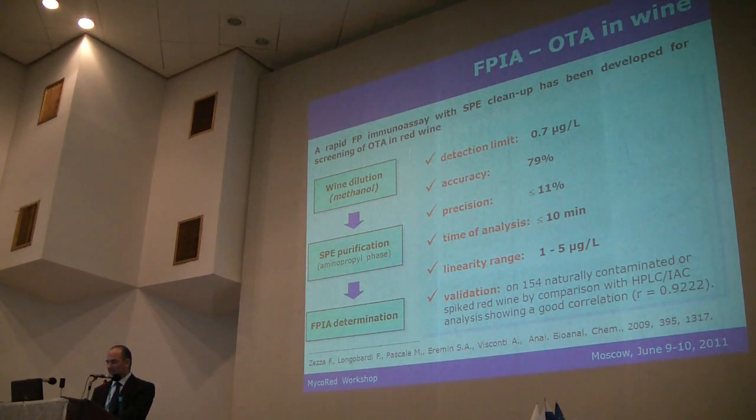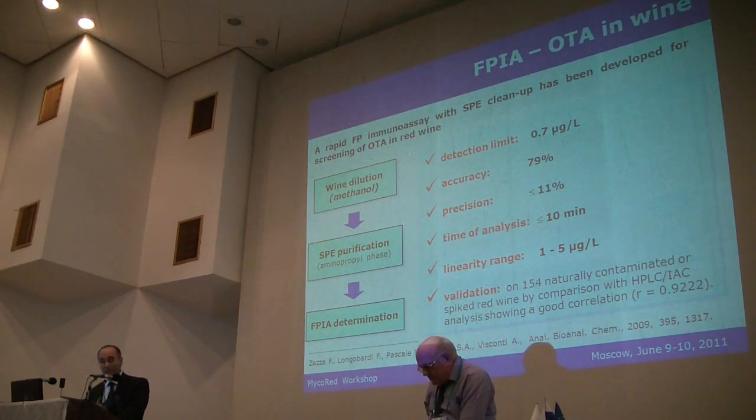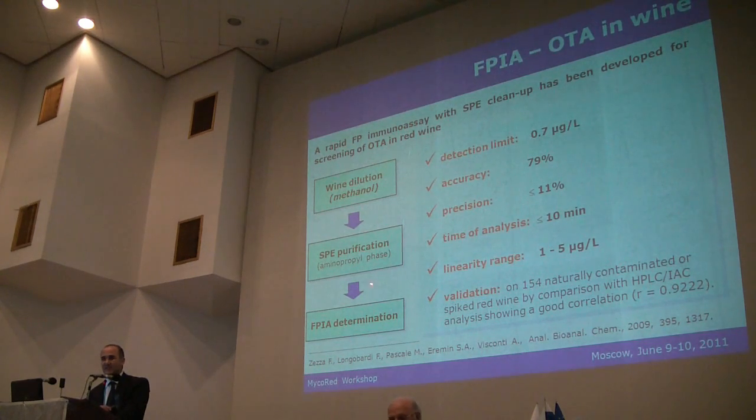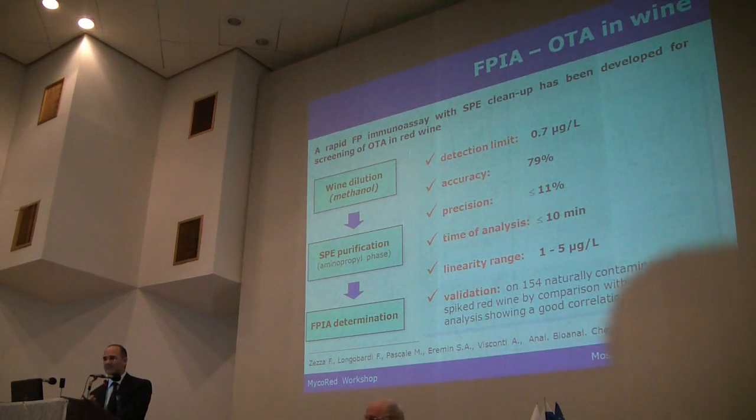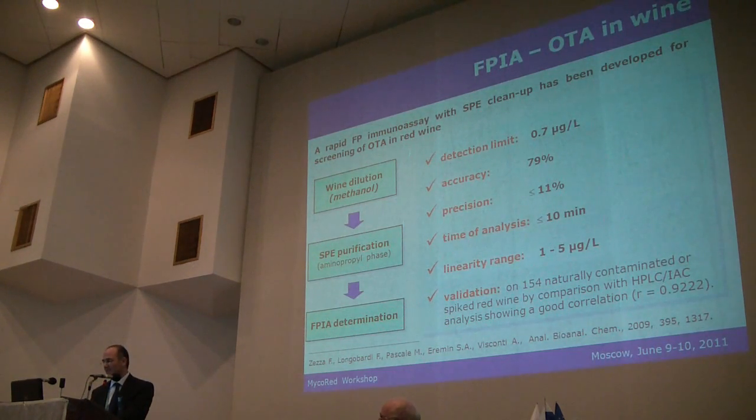This is the last slide, and the method that we have developed in collaboration with Professor Remy for the determination of ochratoxin A in wine, in red wine. This method needs an additional step of purification because the extract is very dirty, the matrix is very dirty, and we found an aminopropyl phase is good for ethanol.